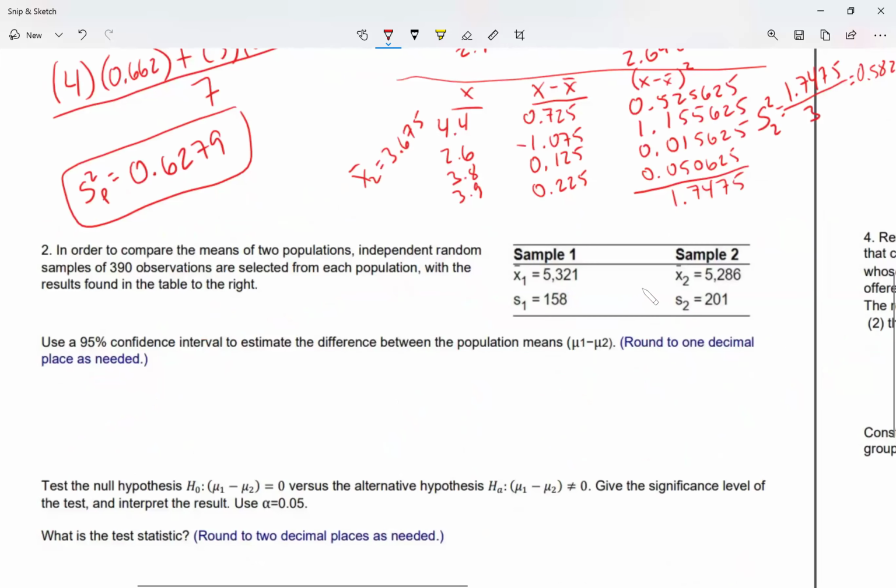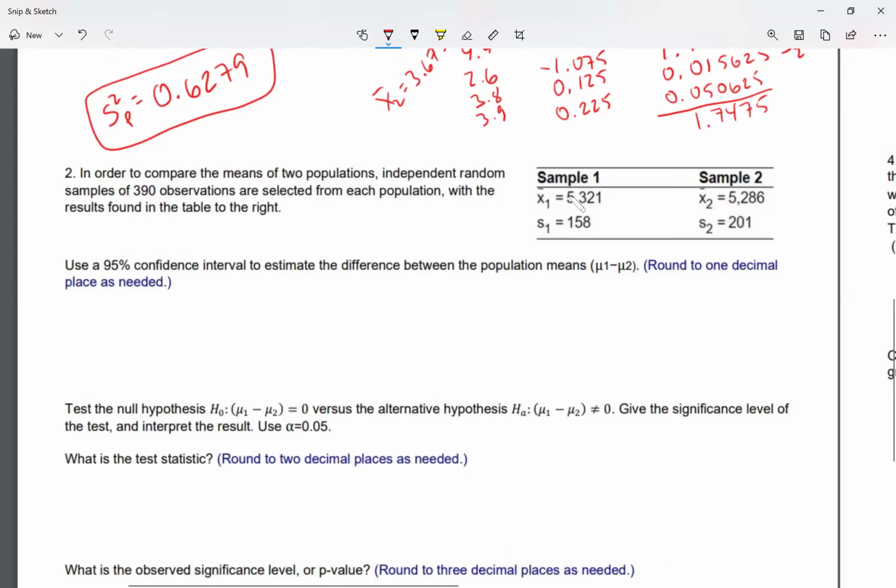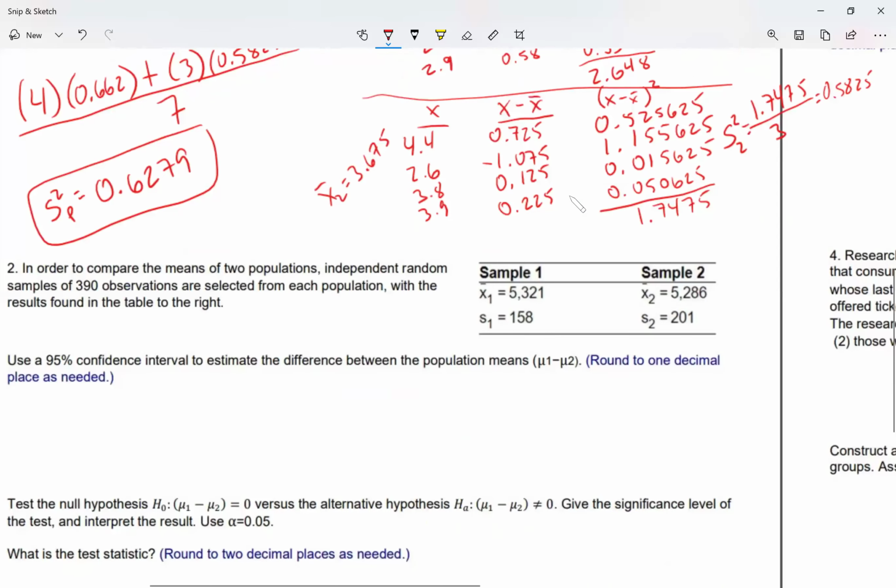Okay, question number 2. The information is given there. So there's a sample 1, there's a sample 2. I see the average of each of my samples, and I see the standard deviation. Notice real quick here.